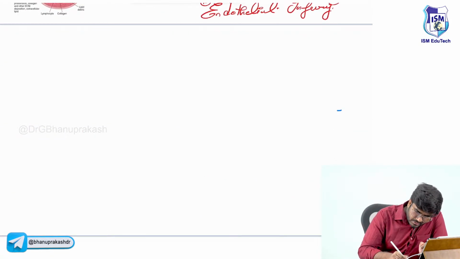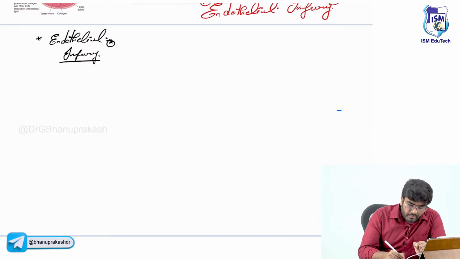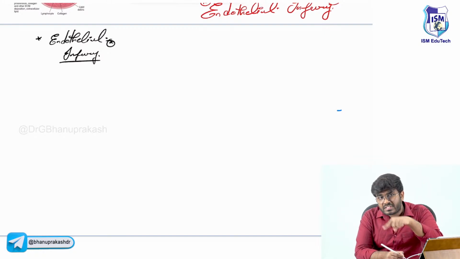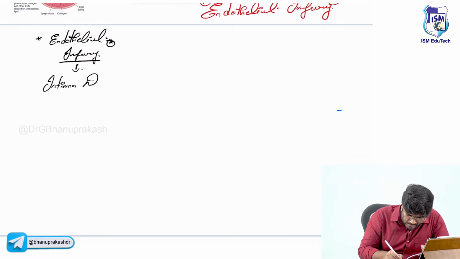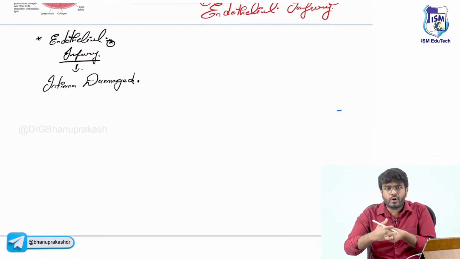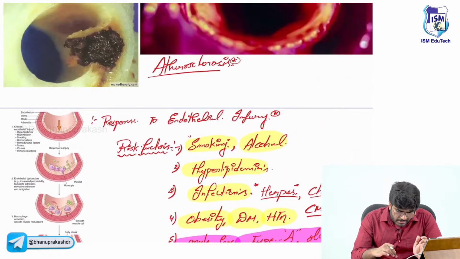So let's write first. What is happening? There is endothelial injury. Whenever there is endothelial injury, what happens? Now, endothelium, it's forming which layer, sir? Which layer? Intima. So intima is damaged. Simple, right? The endothelium forms the intima. So the intima is getting damaged, sir. When the intima is getting damaged, guys, look here.